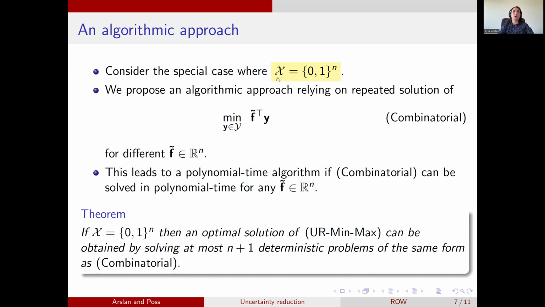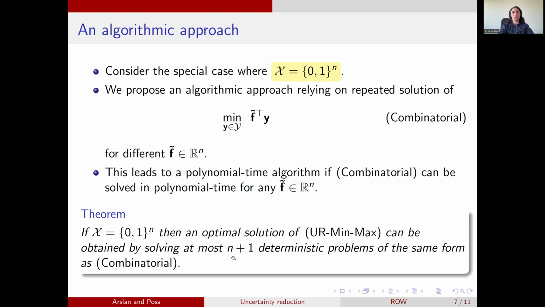So we'll consider the case where the set constraining the uncertainty reduction variables is unconstrained. And in this case, we will be able to develop an algorithmic approach that relies on repeated solution of combinatorial problems of this form, each time with a different cost vector. And as a result of this algorithmic approach, we will be able to show that if the combinatorial problem can be solved in polynomial time for any given cost vector, then the robust combinatorial optimization problem under the uncertainty reduction paradigm is also polynomially solvable. And so formally, we'll write the result like this.